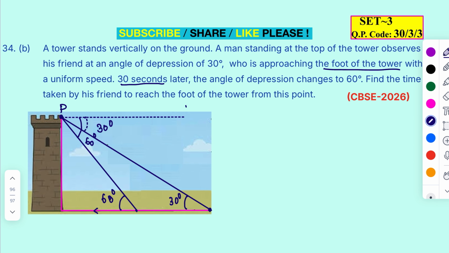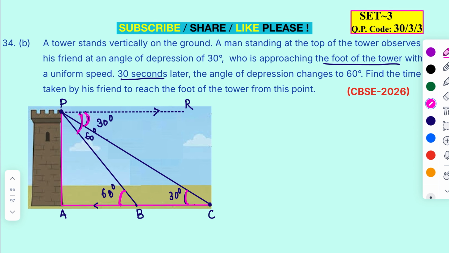Here suppose this is point P, this is point R, this point is A, this point is B, this point is C. So line PR is parallel to AC. So this angle is 30 degree, so this will be equal to 30 degree, because PC is the transversal. Similarly, this angle is 60 degree, means this angle will be equal to 60 degree, where PB is the transversal.